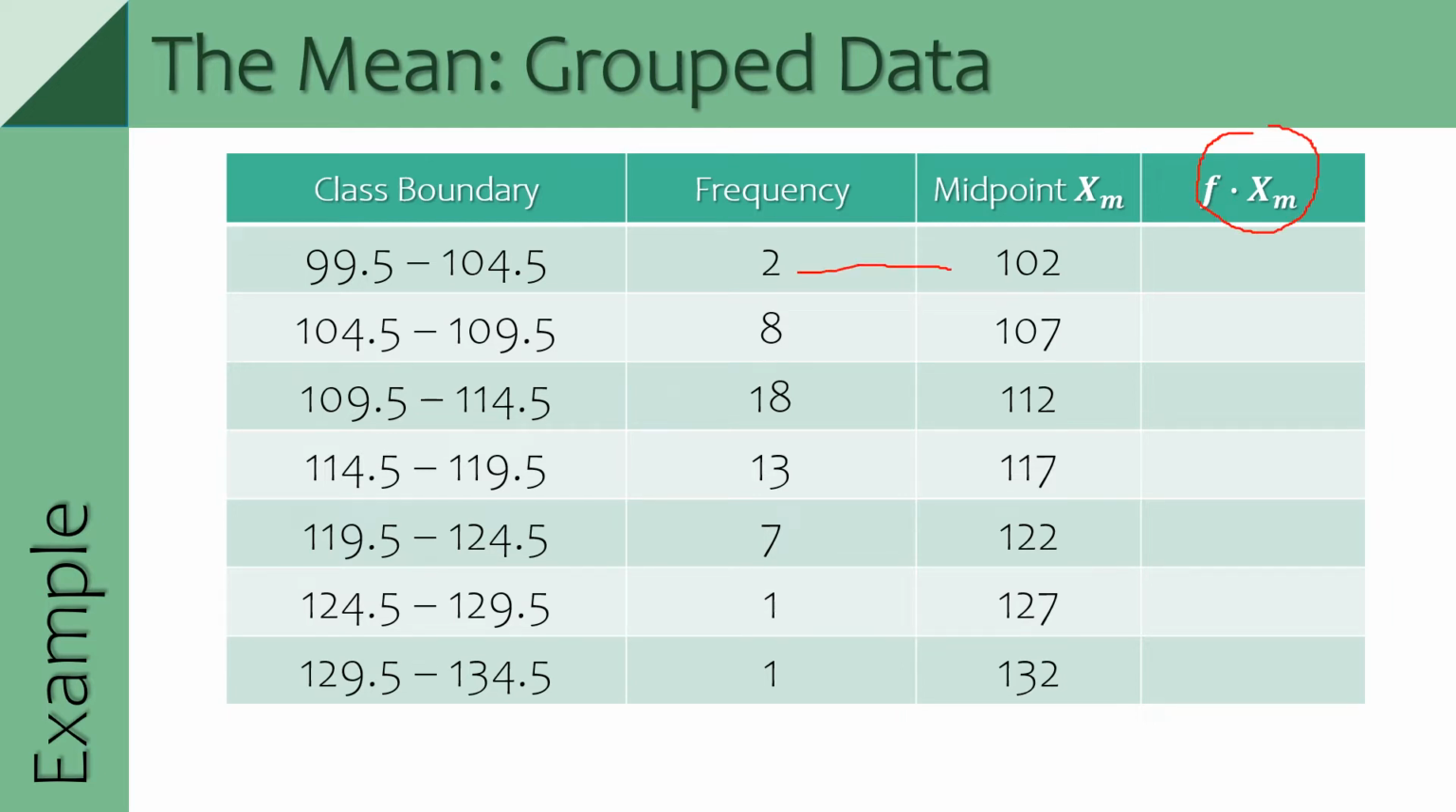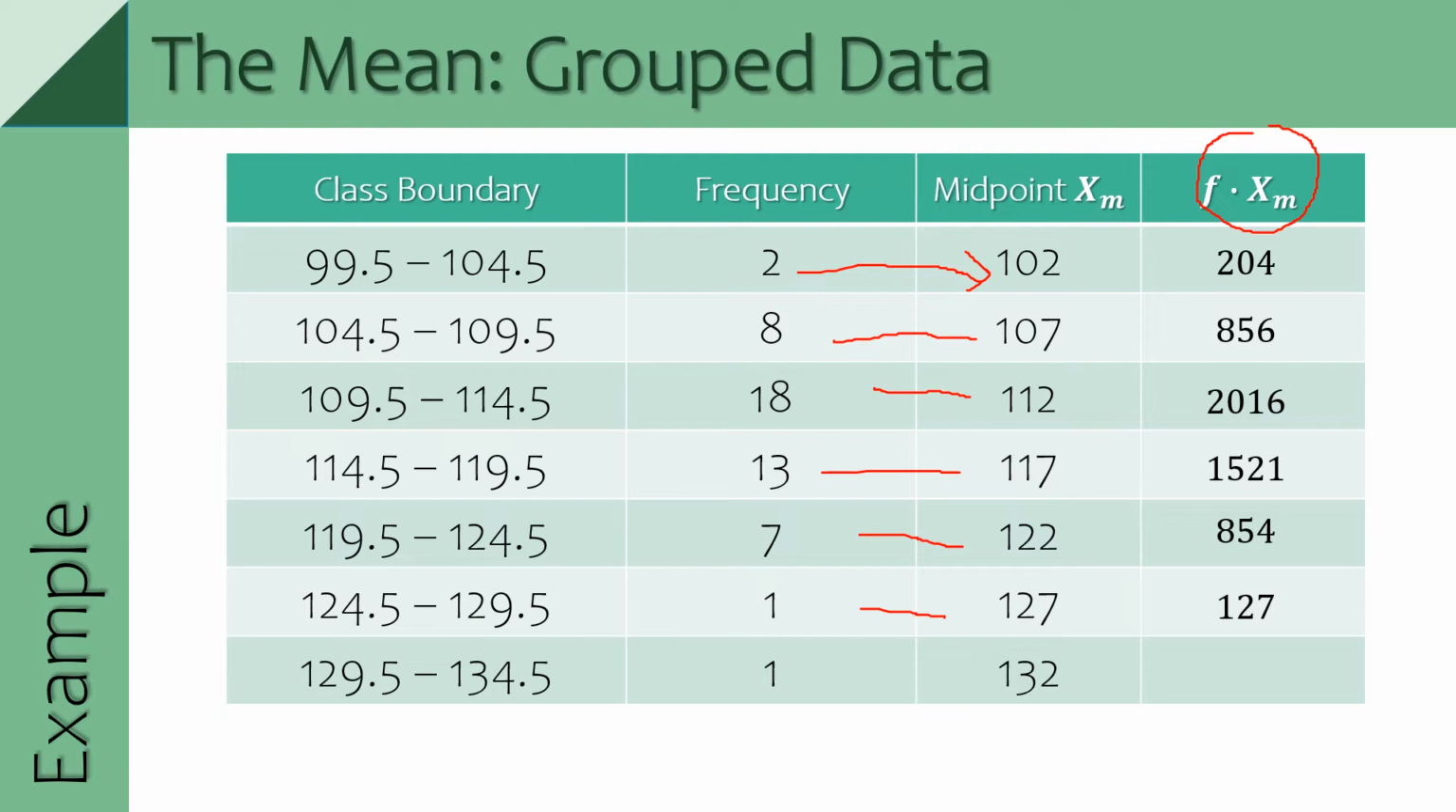So, 2 times 102 is 204. 8 multiplied by 107 is 856. 18 multiplied by 112 is 2016. 13 multiplied by 117 is 1521. 7 multiplied by 122 is 854. 1 multiplied by 127 is 127. And 1 multiplied by 132 is 132.